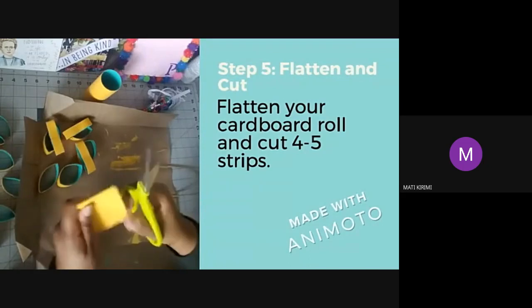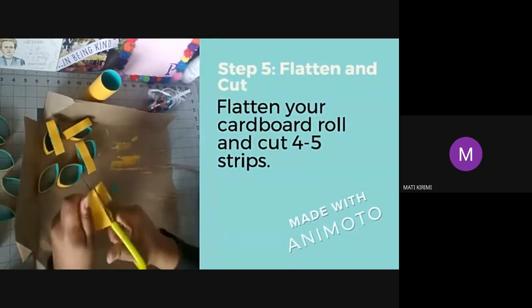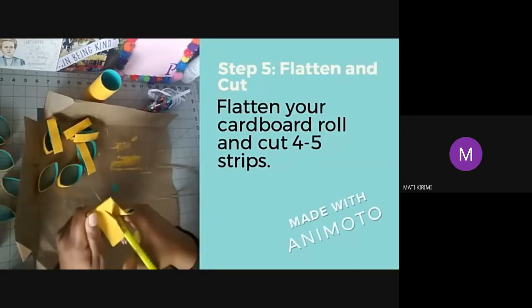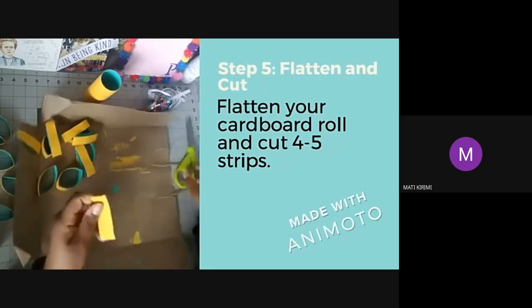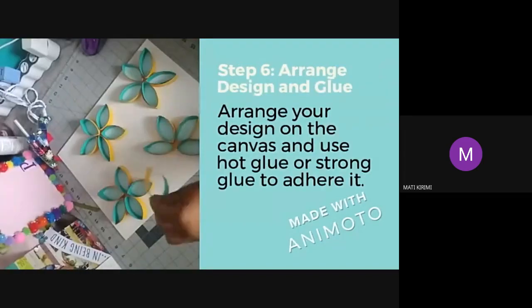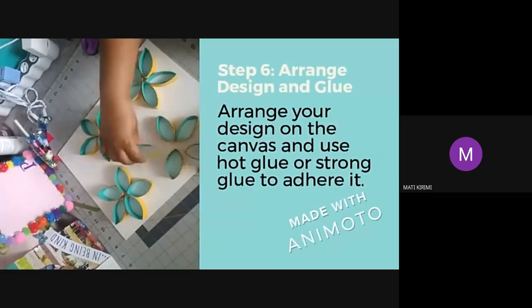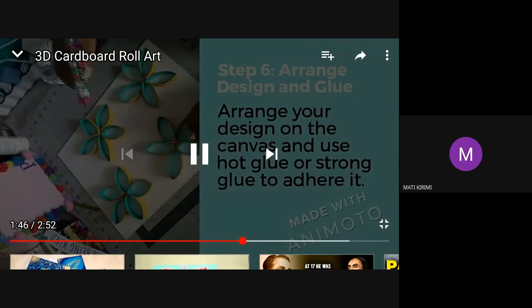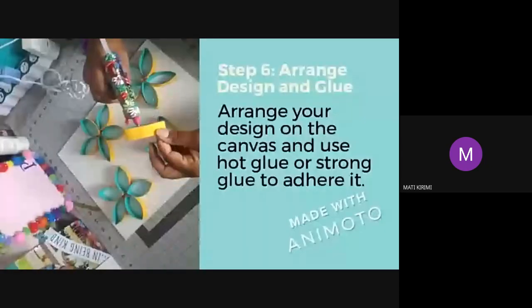Remember you painted the exterior and the interior. The interior has the small layers of paint, 2 blue layers. Okay, you cut all of them in 5 pieces. That's it. Arrange, design, and glue. Arrange your design on the canvas and use hot glue or strong glue to fasten it to your canvas. Like this demonstration.